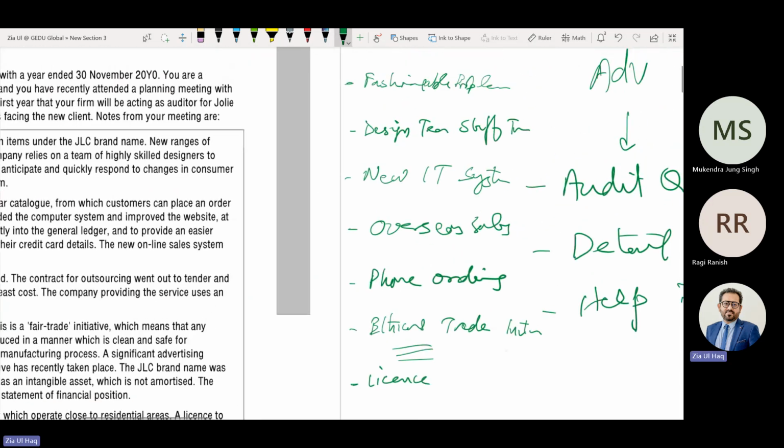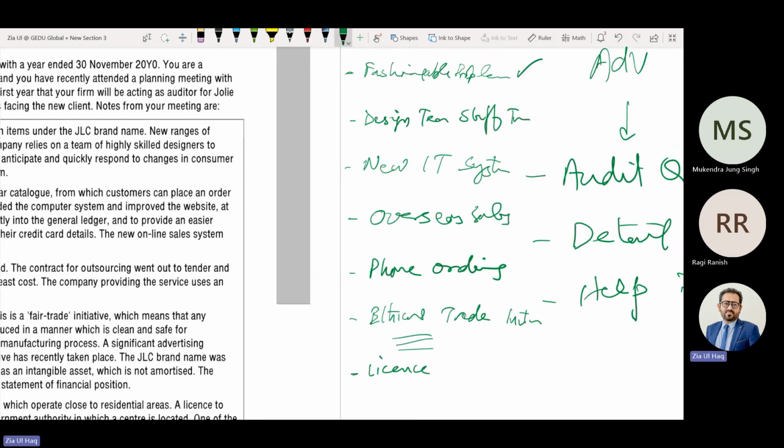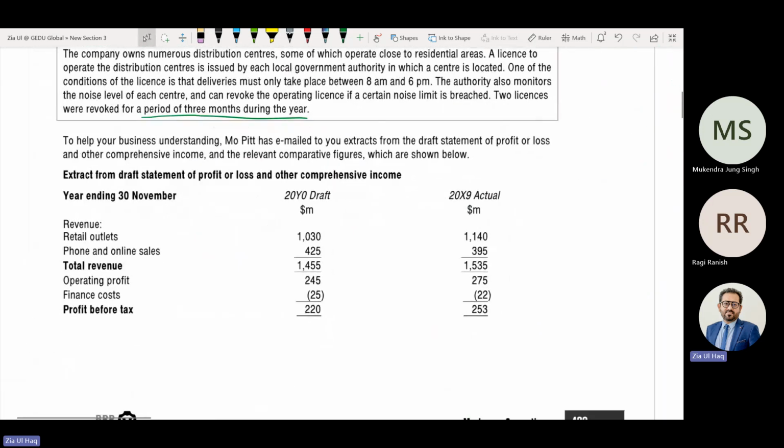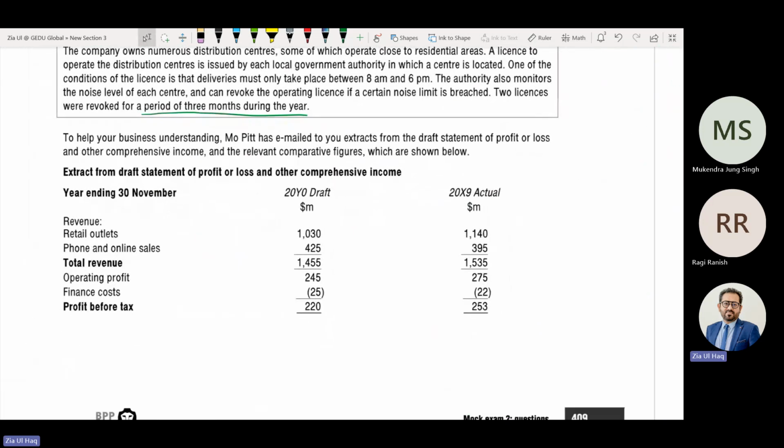How many risks have we identified? One relating to fashionable products, high staff turnover in design team, new IT system, overseas sales, own ordering, ethical trade initiative, license, altogether 7. We need to identify 8. To help your business understanding, Mobit has emailed you an extract from the draft statement of profit or loss and other comprehensive income and the relevant comparative figures, which are shown below. Extract from draft statement of profit or loss and other comprehensive income.